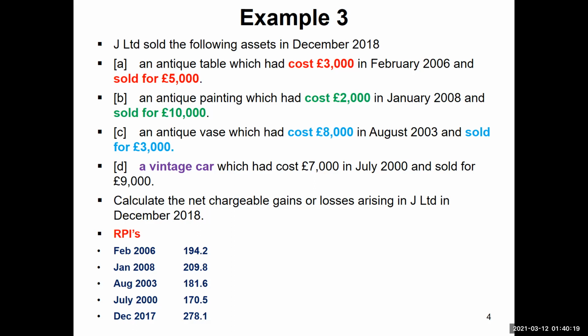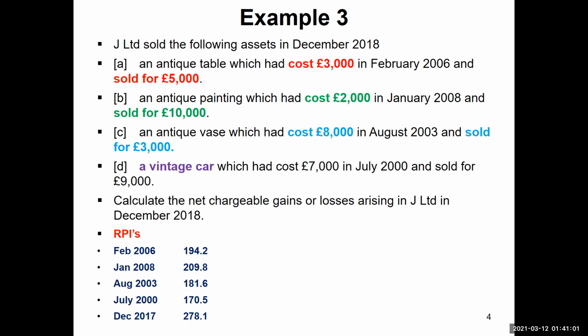An antique vase had a cost of 8,000 in 2003 and was sold for 3,000. So the cost is higher than the value we sell it for, and this is where we deem the proceeds to be 6,000. And a vintage car, which had a cost of 7,000 in July, was sold for 9,000. Remember in the earlier video, we mentioned that motor cars, vintage cars, are exempt. So typically D will also be 0. The main areas we have to focus our calculation on are B and C. A, because both cost and proceeds are less than 6,000, will be exempt. So that will be 0.